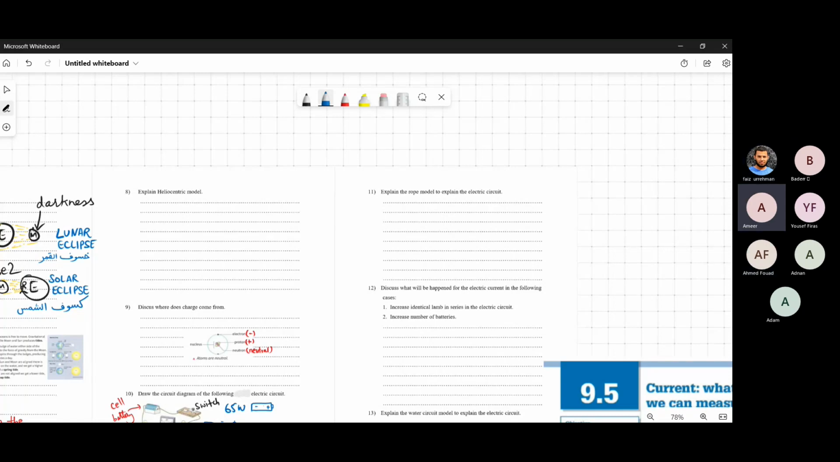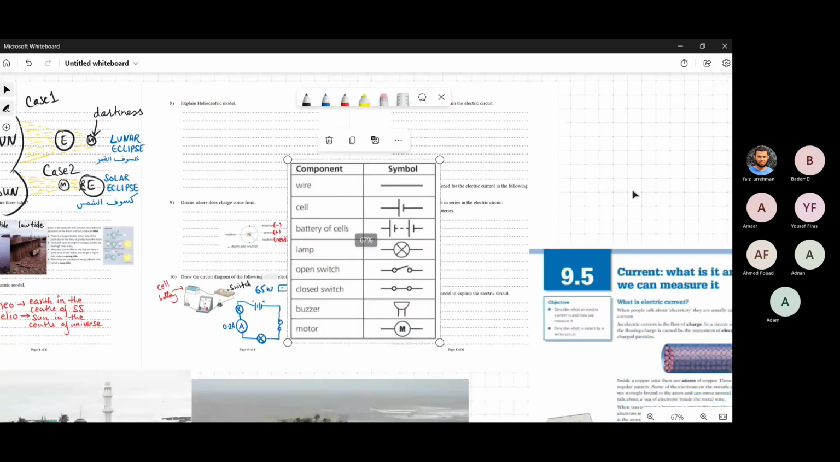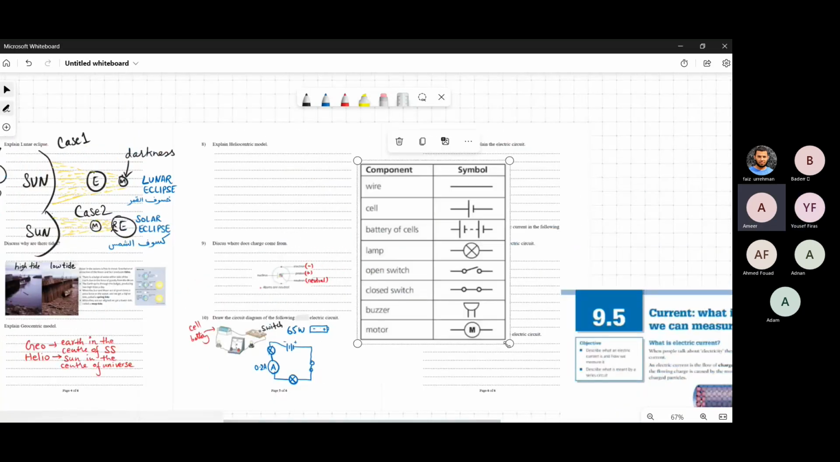I'll send you a picture. This one, I sent you. See, these are the symbols. Also, I think the motor. Yeah, and also the motor we didn't use in our diagram.